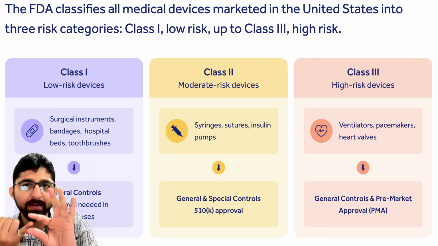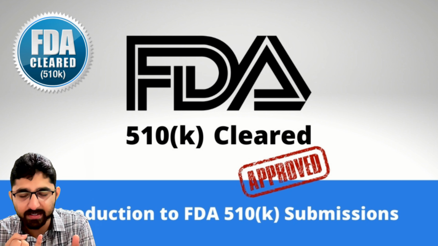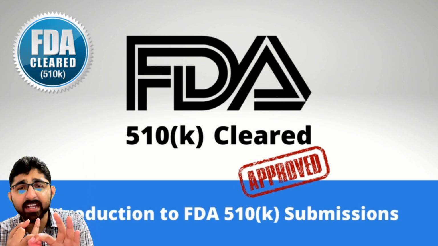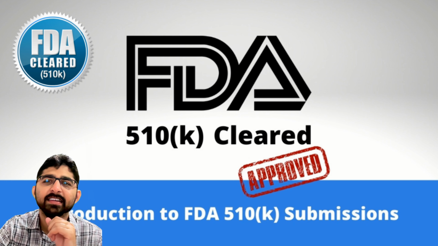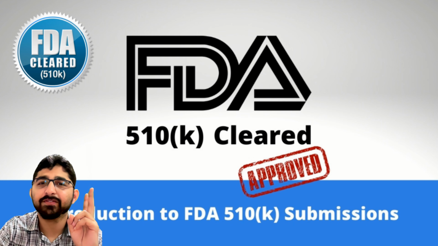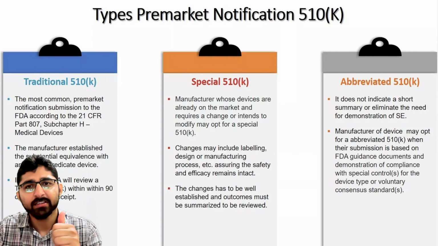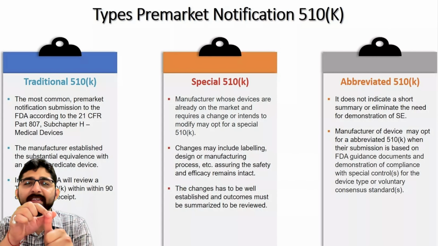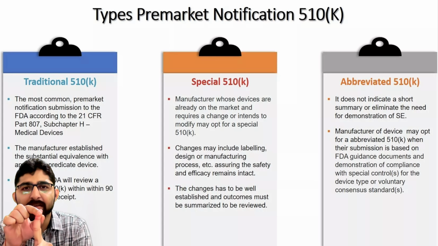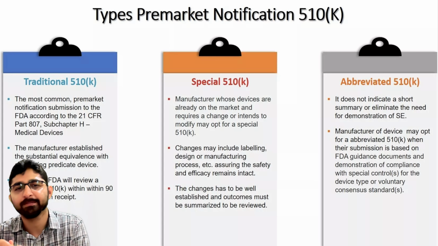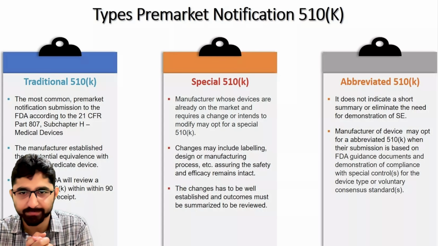हमने 510K के बारे में बात कर लिया, हमने क्लासिफिकेशन ऑफ मेडिकल डिवाइस के बारे में बात कर लिया. अब हमें ये जानना है कि कितने टाइप्स के 510K प्रोसेसेस होते हैं. So my friends, there are mainly 3 types of 510K processes. What are those 510K processes? The first one is the traditional 510K route. The second one is the special 510K route. And the third one is the abbreviated 510K route.